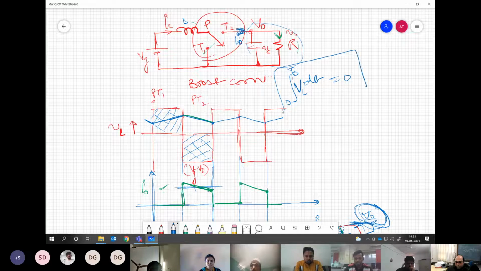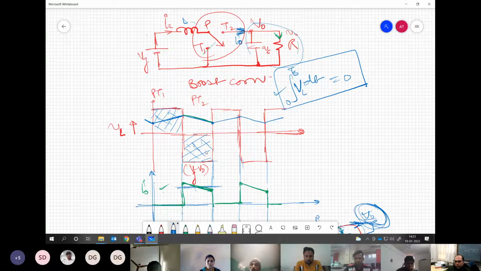Now, what are the ways to realize this? How can we achieve this? That we will see a little later, but this is the essence. Whatever we apply on this side must be equal to the other, so these two areas must be equal. There are many ways.